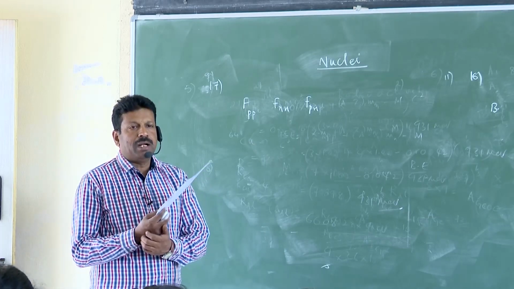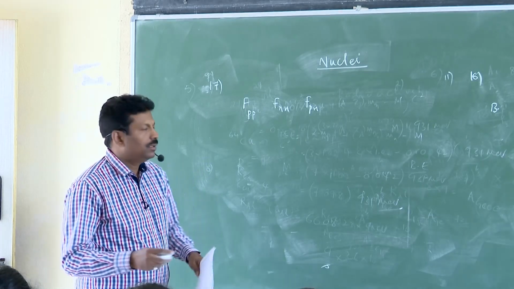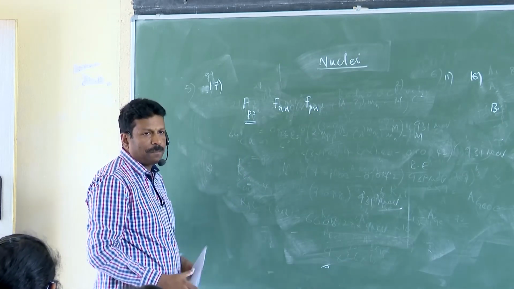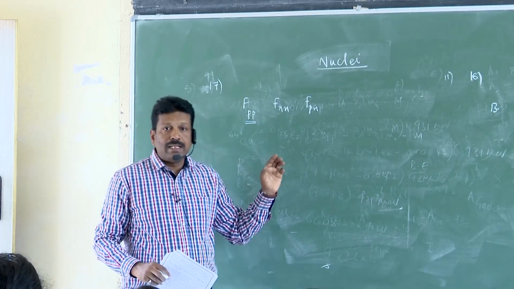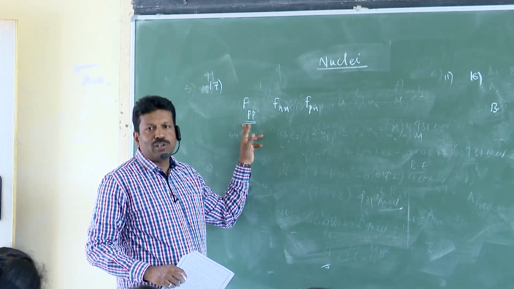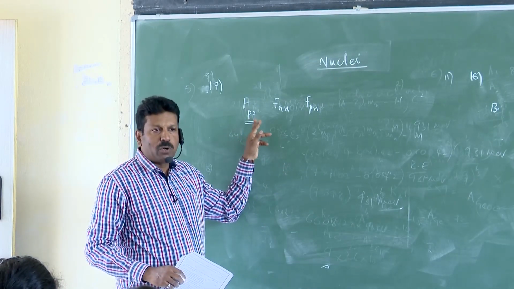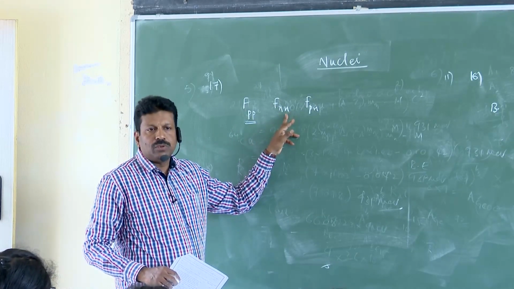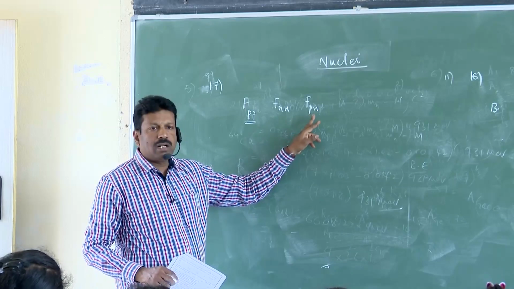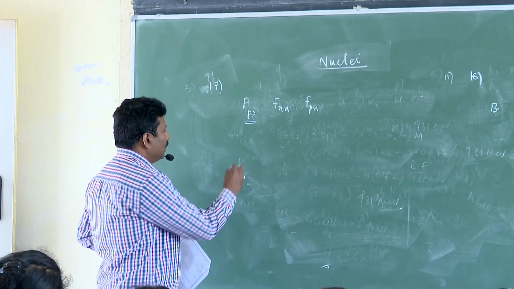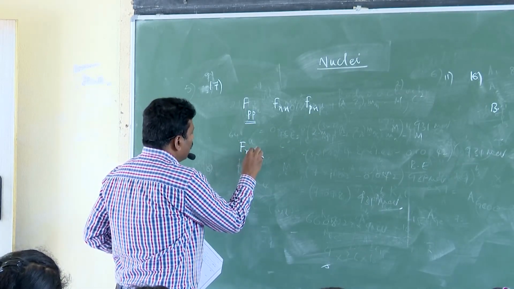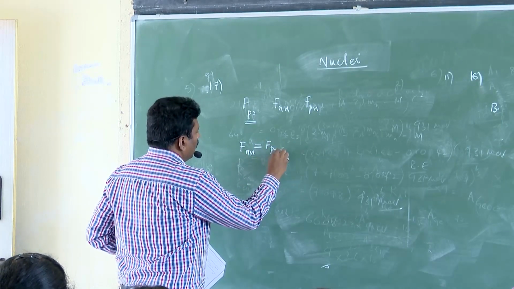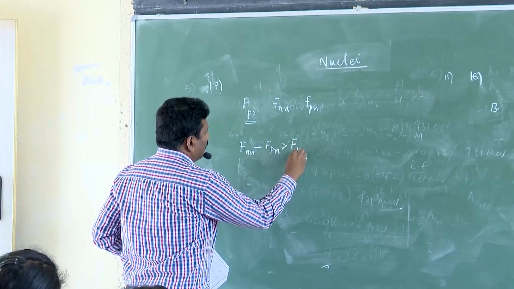Right. But actually, listen here. There is some amount of repulsive force between proton and proton, and neutron has no electrostatic force, and here also there is no electrostatic force. Therefore here the correct answer is FNN is equal to FPN, which will be greater than FPP.